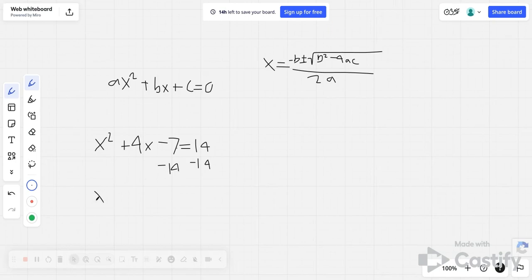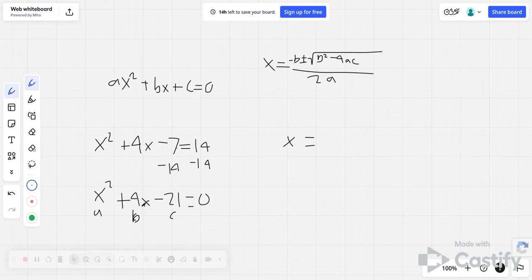which gives us x squared plus 4x minus 21 equals 0. Now, to make it easier for me, I usually write down these, so it's better to just plug them in like that. Now we are going to use our quadratic formula.